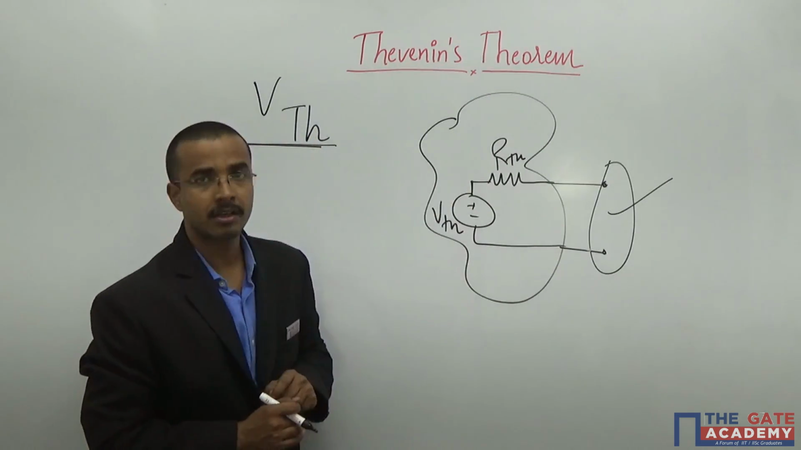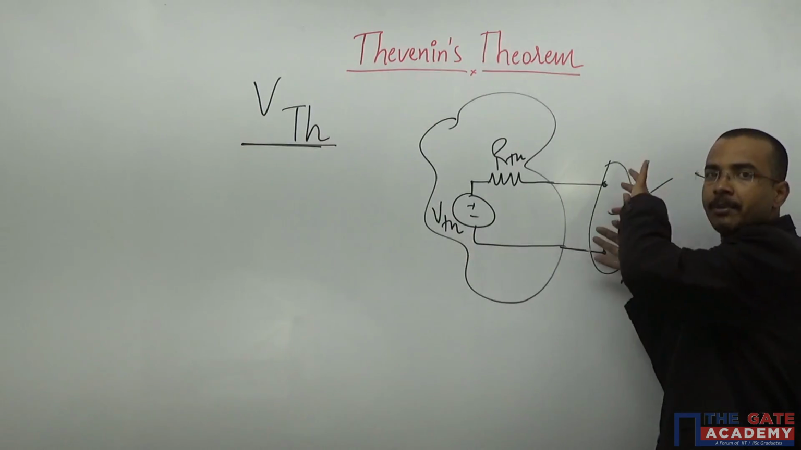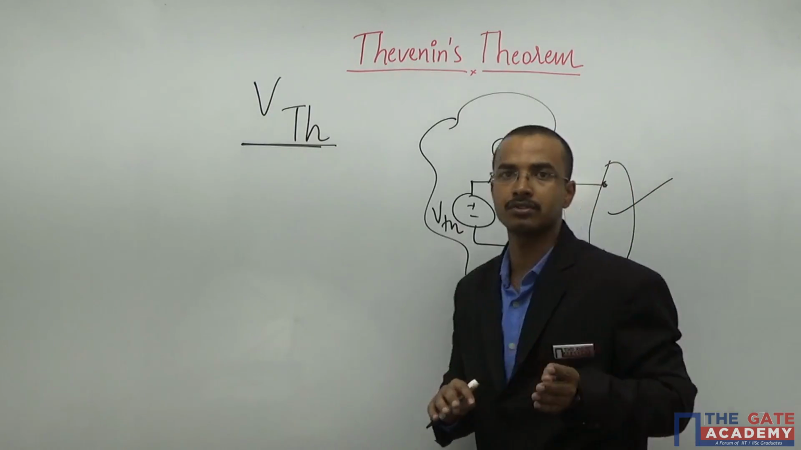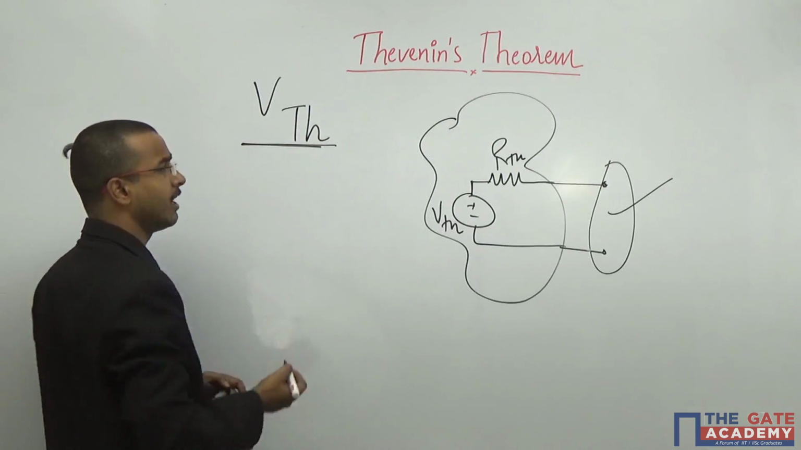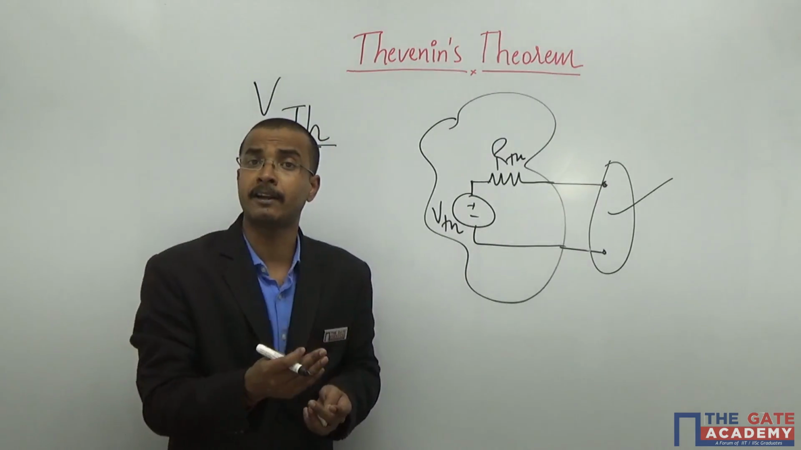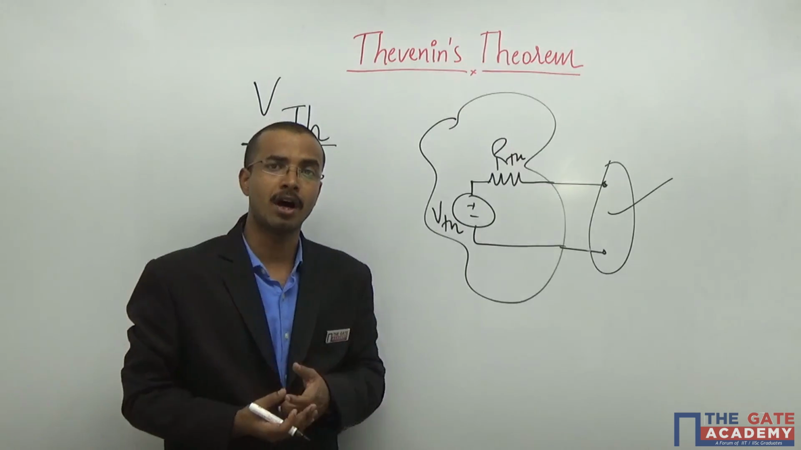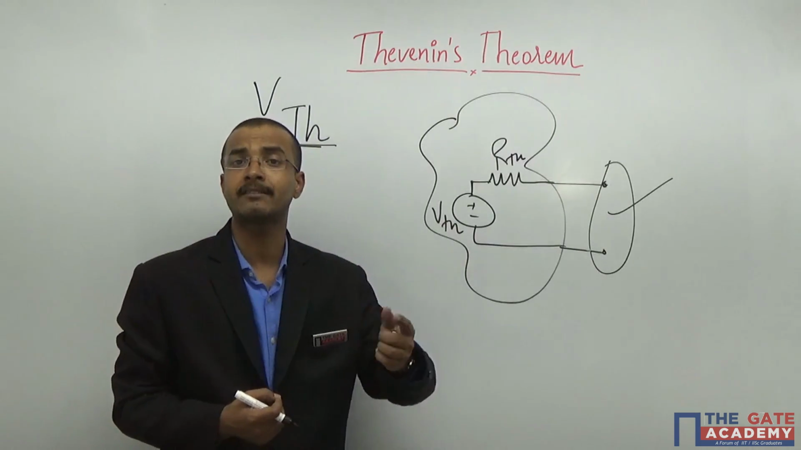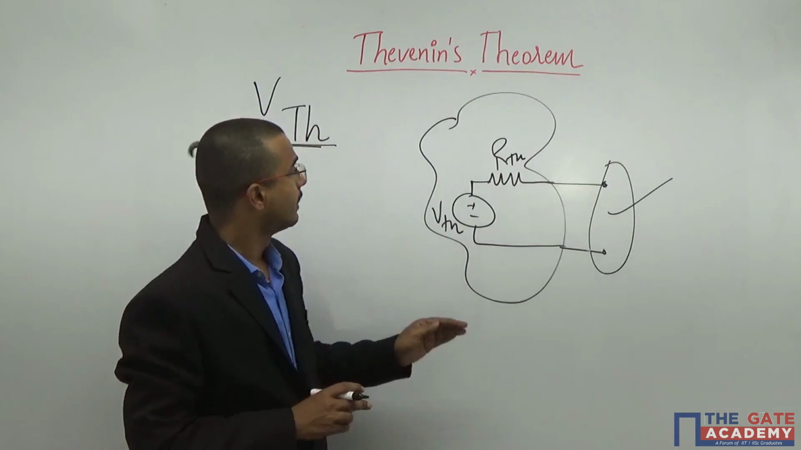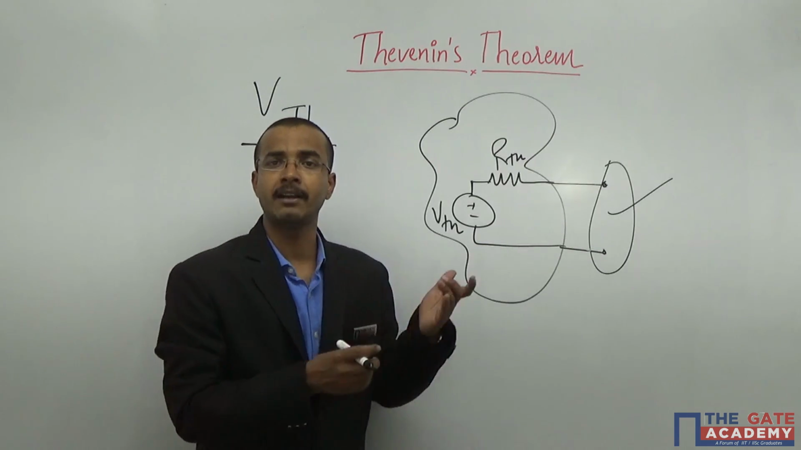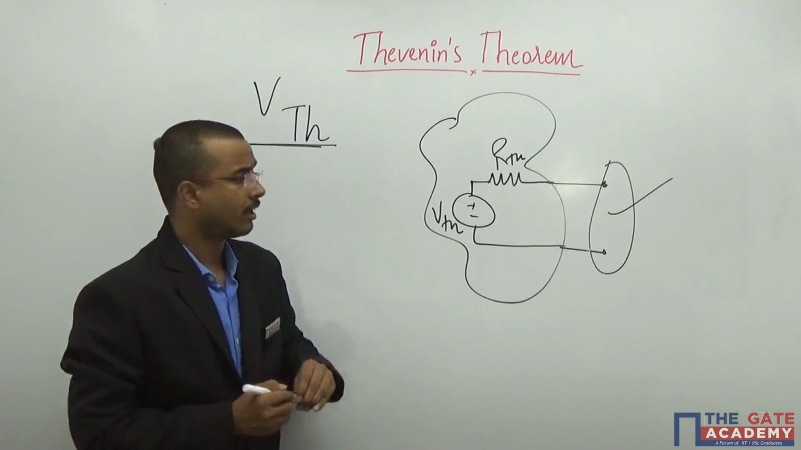Now, what is RTH? RTH is the equivalent resistance seen from the open circuited terminal when all the voltage or current sources are replaced by their internal impedances. But one point we have to keep in mind: we have the freedom to replace only the independent sources by their internal impedances, not the dependent sources, because you don't know the internal impedance of a dependent source. That is why you cannot replace them. But you can replace the independent voltage or current sources by their internal impedances. We will go one by one.